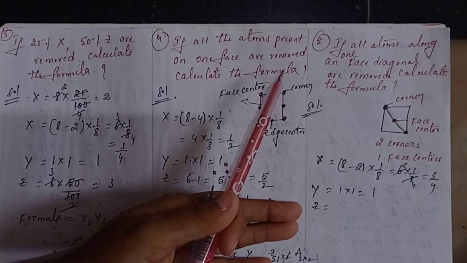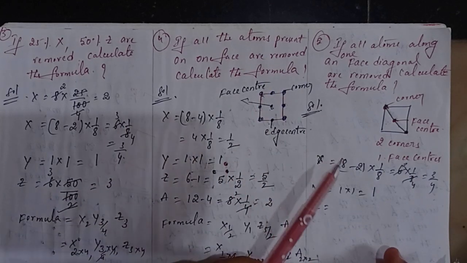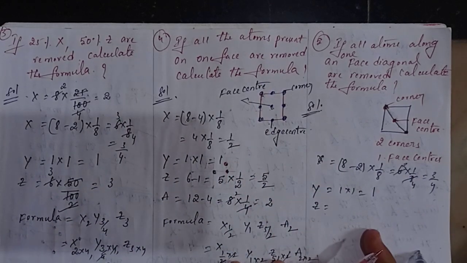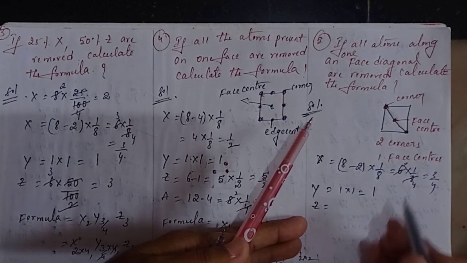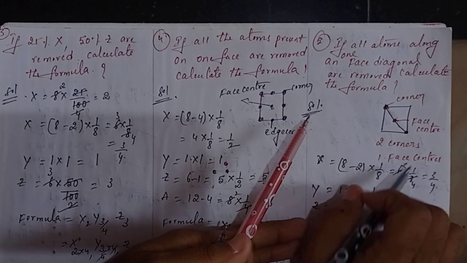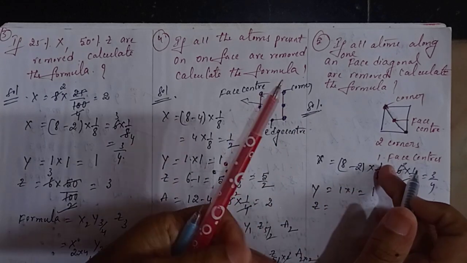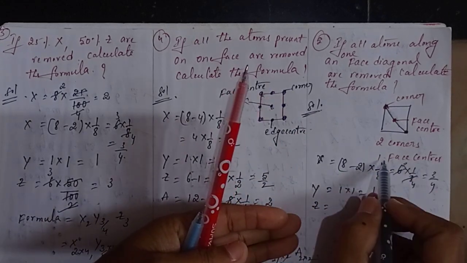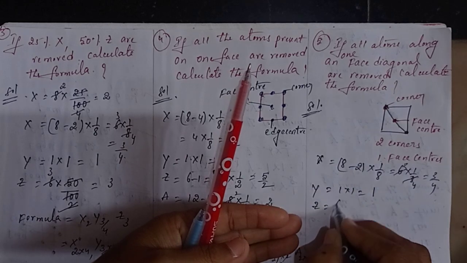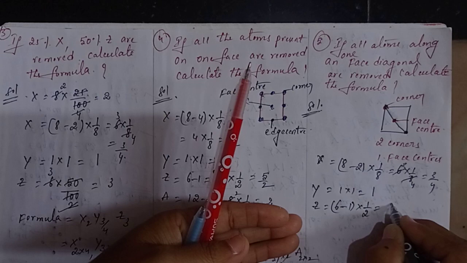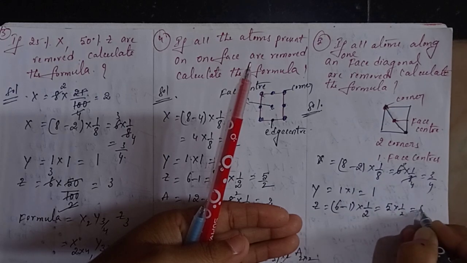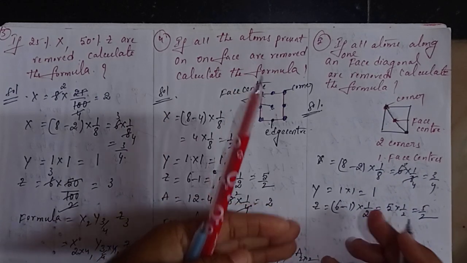Z atoms are present at the face centers. How many face centers are there? Z atoms, how many face centers are removed? Only one. Total 6 face centers, 1 removed, so the face center contribution is 5 into 1 by 2. How much, students? 5 by 2.